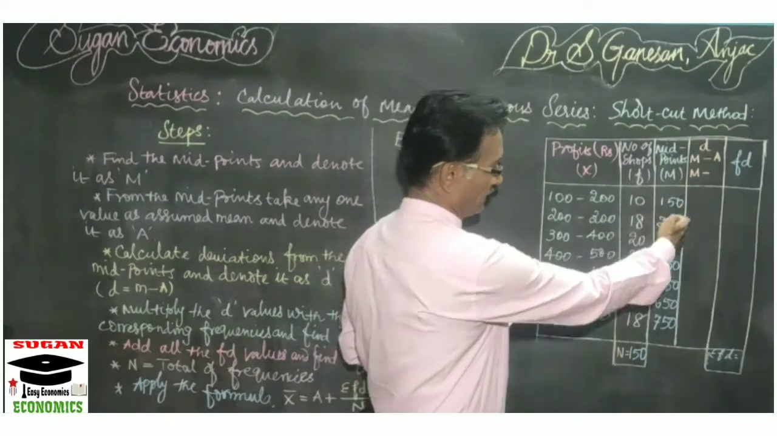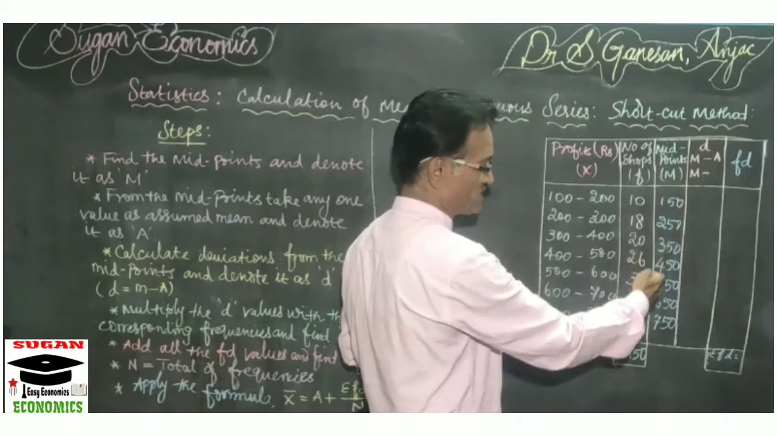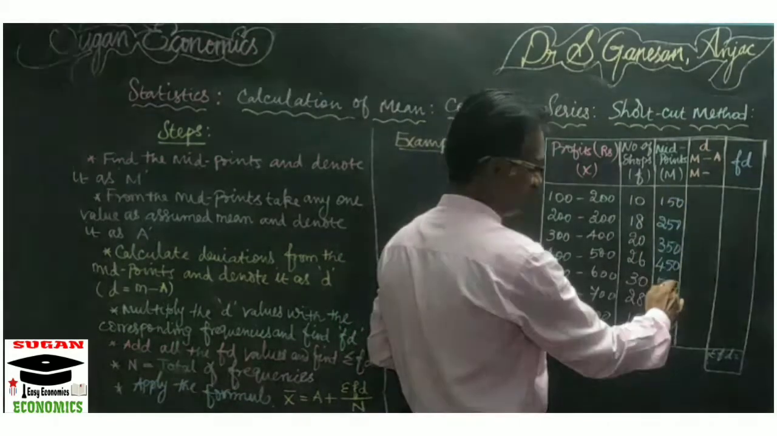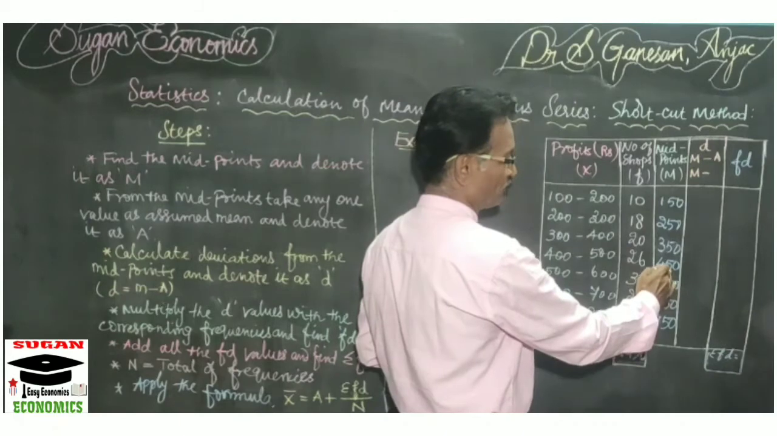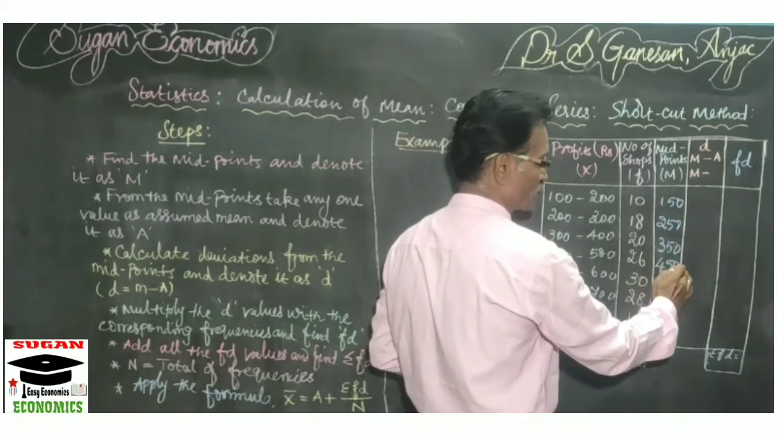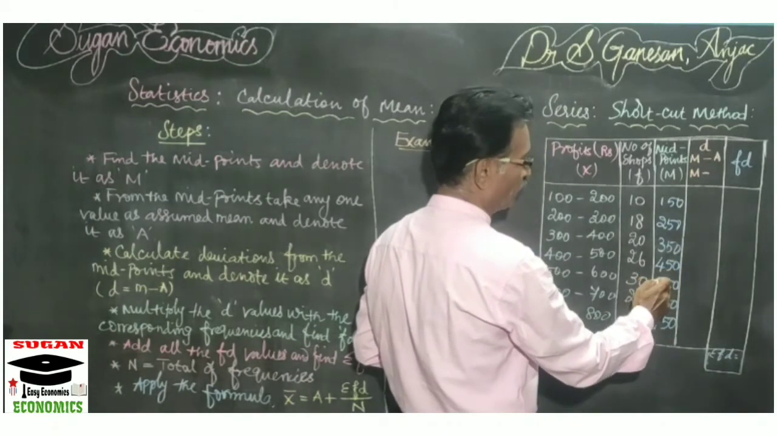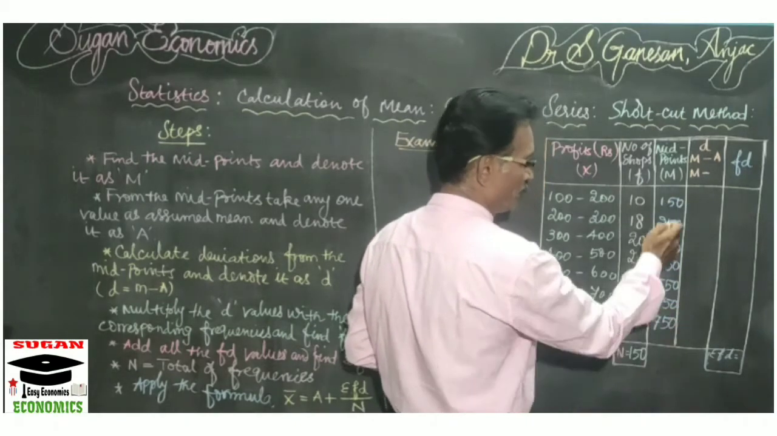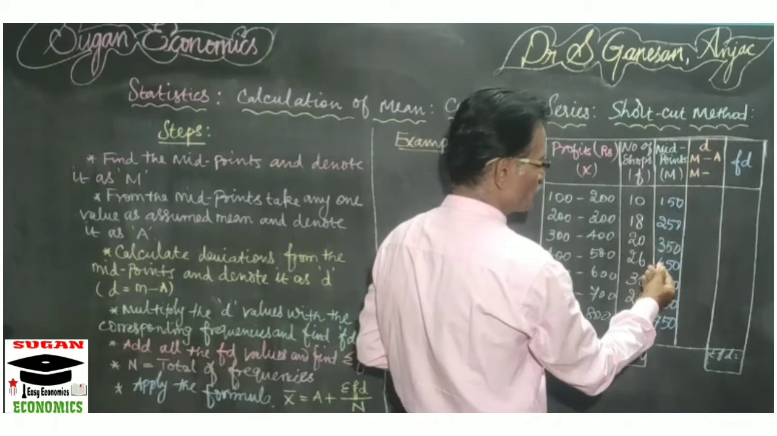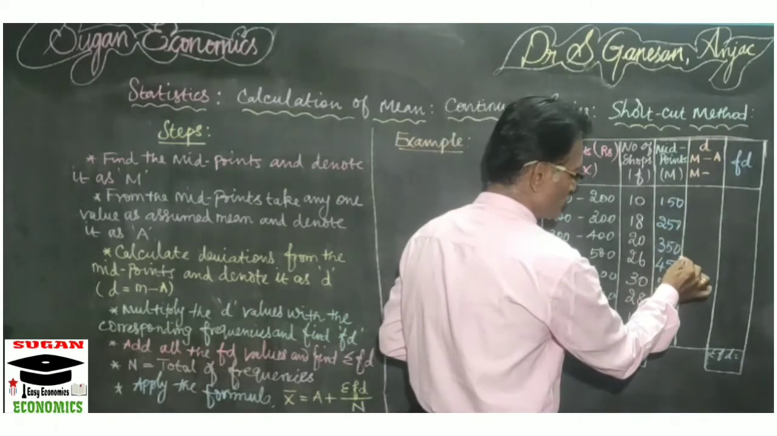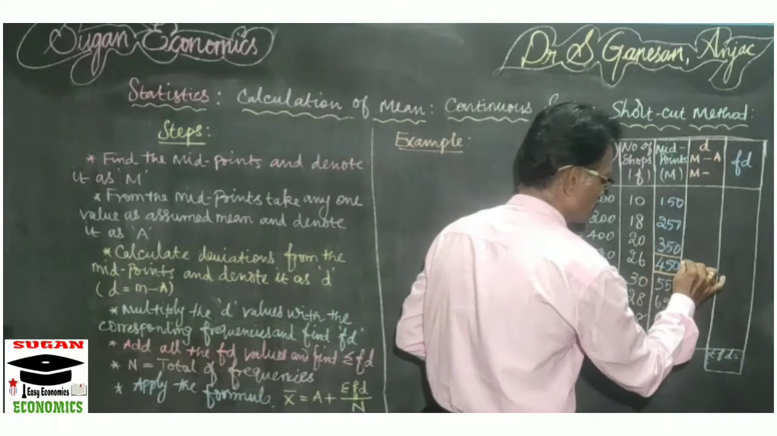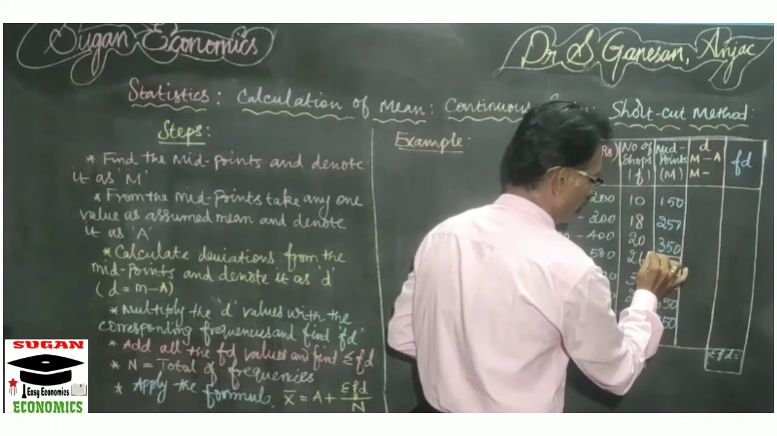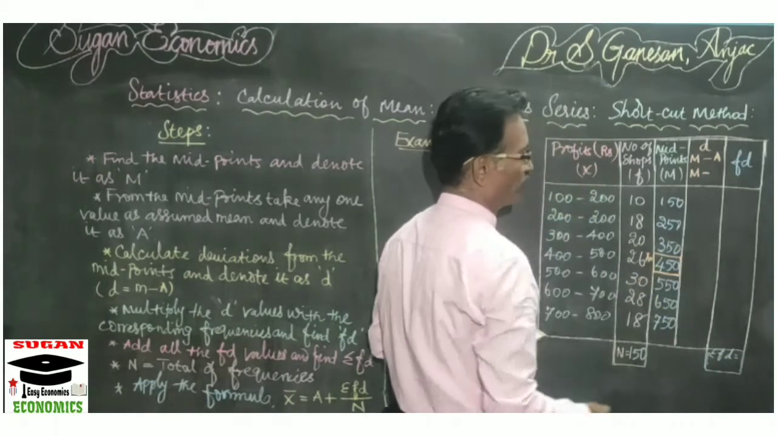So after calculating the midpoints, from the midpoints we have to take any one of the values as the assumed mean. But at the time of taking the assumed mean, you must be very careful. You need not take the least value or the highest value as the assumed mean. It should be the middle value. So according to our sum, we assume 450 as our assumed mean. So our A value is equal to 450.